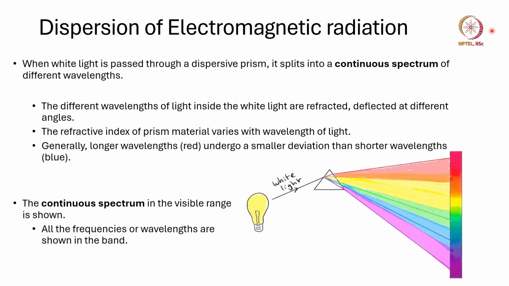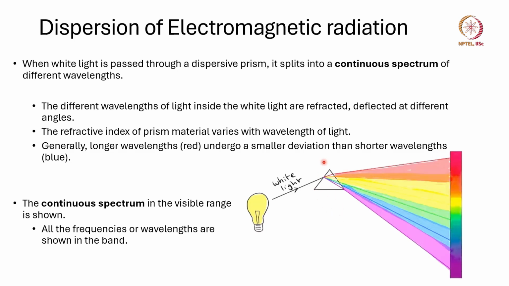White light is nothing but the colorless daylight. It is an electromagnetic radiation which contains all the wavelengths of the visible spectrum at equal intensity. Thus, when white light is passed through a dispersive prism, it splits into a continuous spectrum of different wavelengths, as you can see here. The different wavelengths of light inside the white light are refracted and deflected at different angles.